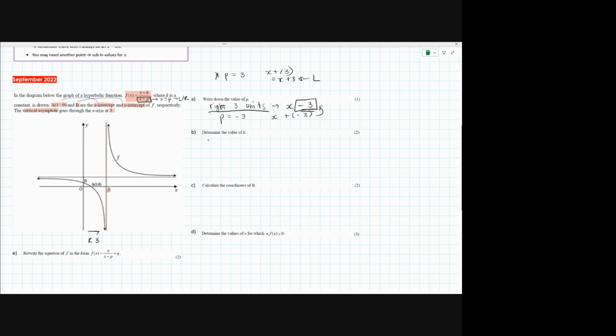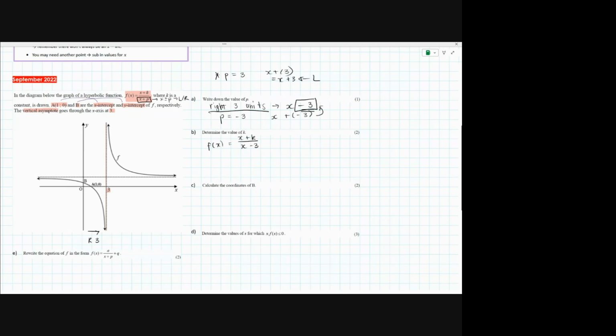Question B says, determine the value of K. Now, the second you find a bit of information about your equation, put it in. So we know f of x is equal to x plus k, but now we know our denominator is x minus 3. That is information we know we have, we've determined it. All we need to find is k.